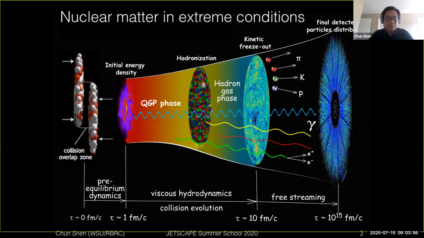And once they collide, they evolve from a far out of equilibrium stage to near equilibrium in about the first one Fermi over c. Then the system becomes near equilibrium. The dynamics of the system can be described by relativistic hydrodynamics. As the system expands and cools, it smoothly goes through from the quark-gluon plasma phase to the hadron gas phase. Eventually, when the density of the system becomes so low that particles stop interacting with each other, we call that kinetic freeze-out.